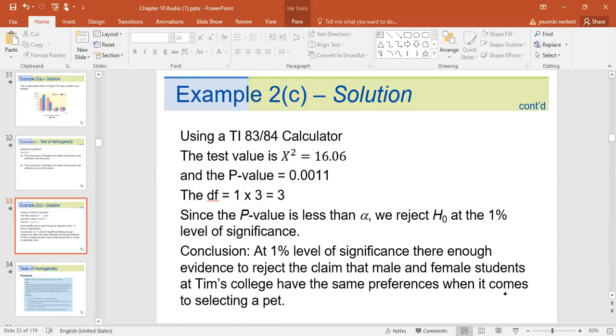P less than alpha, what do we do? If P is less than alpha, in this case, let's take alpha to be 0.05. It's less than alpha, so we reject H0. So what does that mean? There is enough evidence to reject the claim that male and female students at Tim's college have the same preference when it comes to selecting a pet. So we reject the claim that males and females have the same preference.